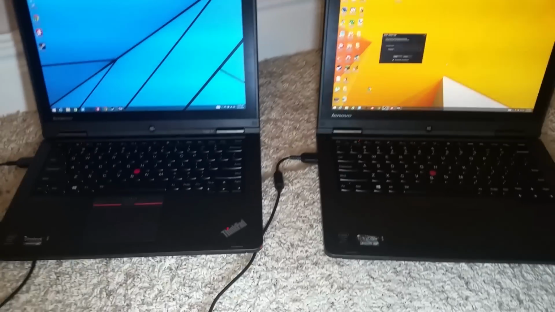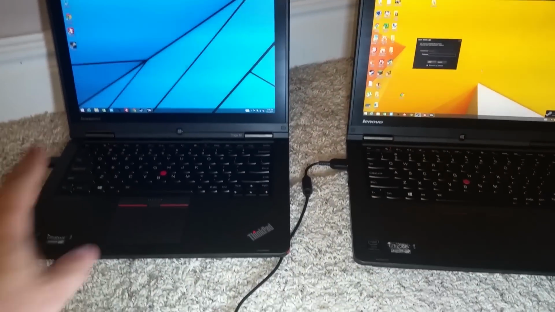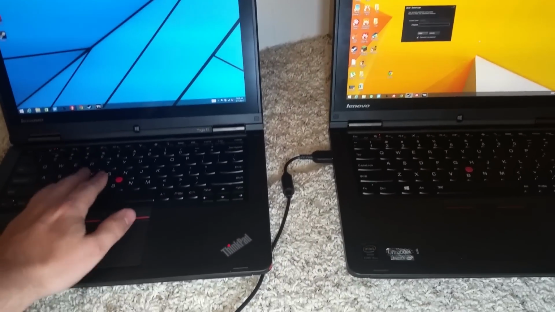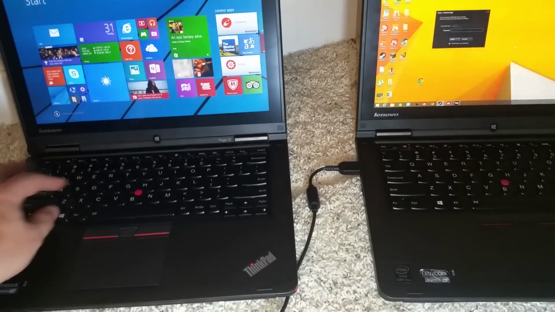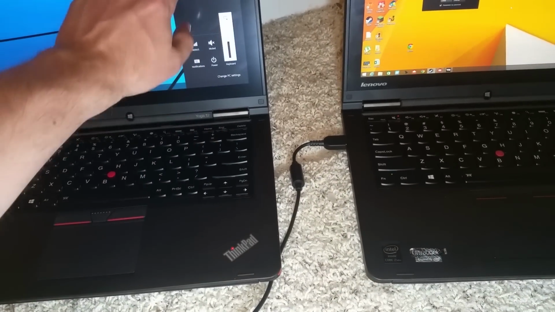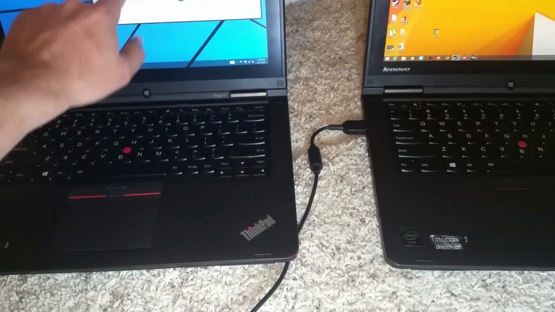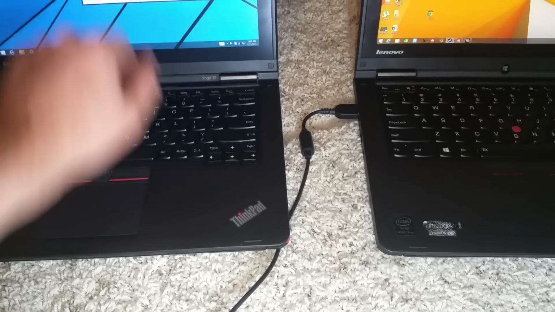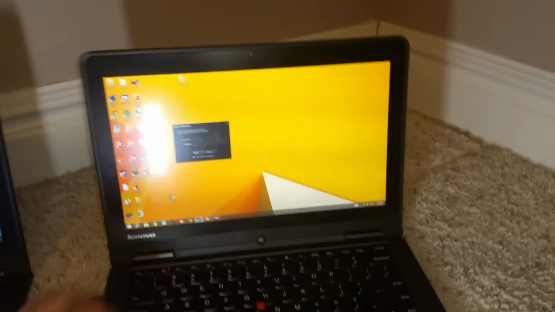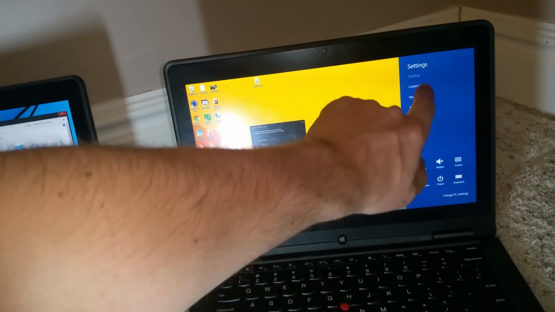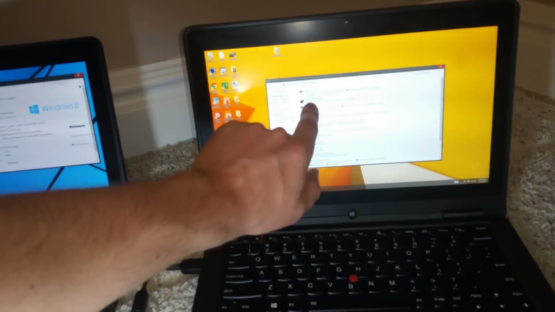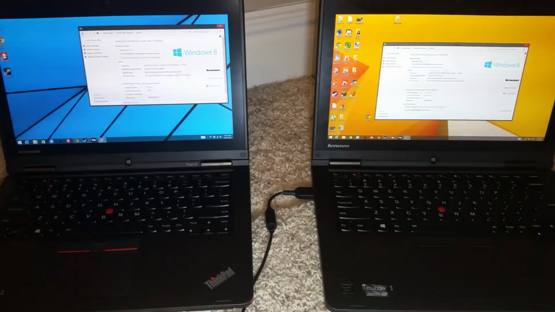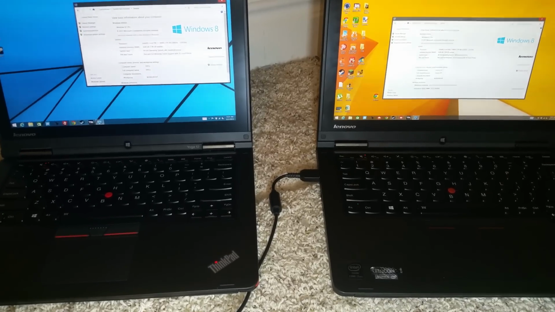Other differences include Haswell U versus Broadwell U. In this machine on the left, we have an i7 5600U, and on the original we have the i7 4600U. Both have 8 gigs of RAM, both are running a 64 bit operating system.